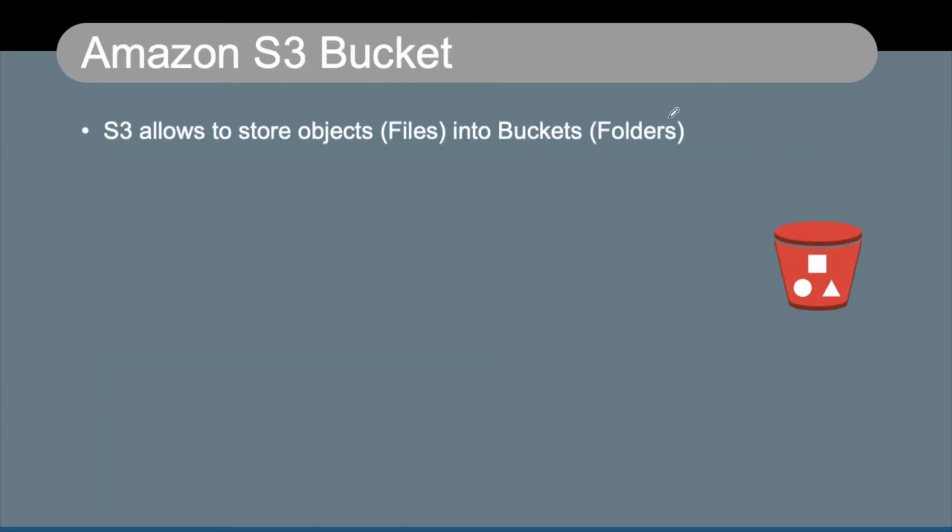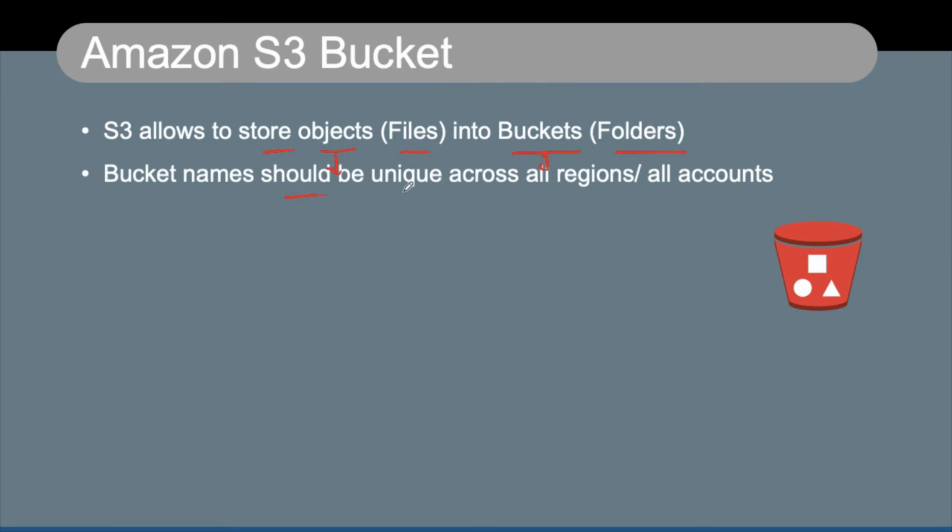An S3 bucket allows you to store objects, which are typically files, into buckets, which are typically folders. It is actually like folders, and inside a folder you have files, but in S3 we call them buckets, and inside buckets you have objects. The bucket name should be unique across all regions and all accounts. So one bucket name cannot be used twice. It has to be very unique, and it should not be repeated anywhere else in the world in the AWS infrastructure. That includes all the regions and all the accounts globally.